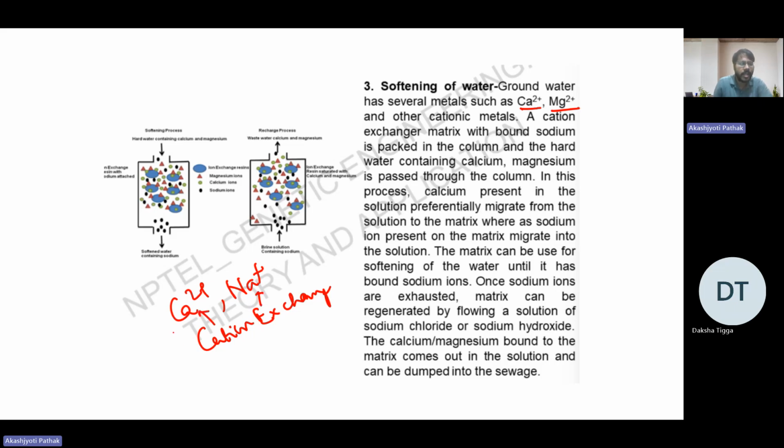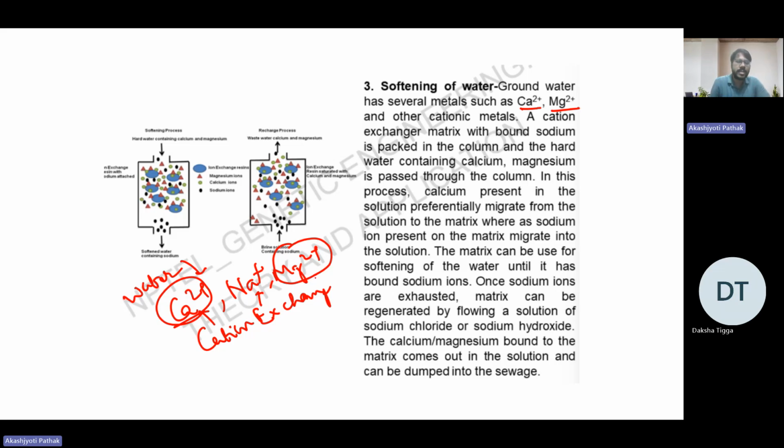So you have your water, and the water has all these different ions. It has calcium, sodium, magnesium. When you inject this water into the cation exchange column, what will happen? Calcium and magnesium, which make the water hard. Hard water means what? It has a very high concentration of calcium and magnesium salts. So all these salts will get bound to your column.